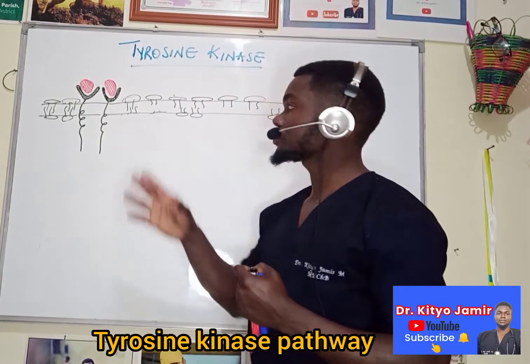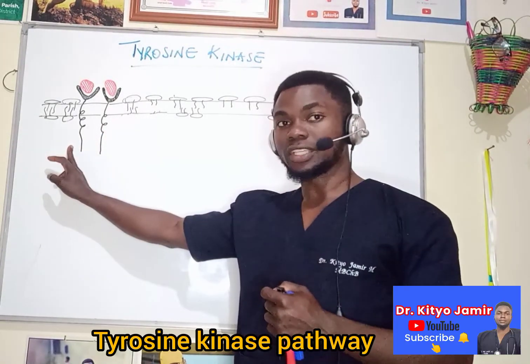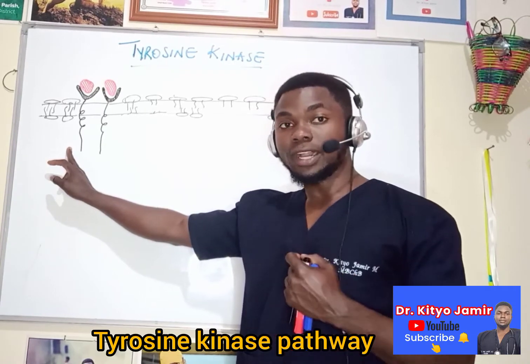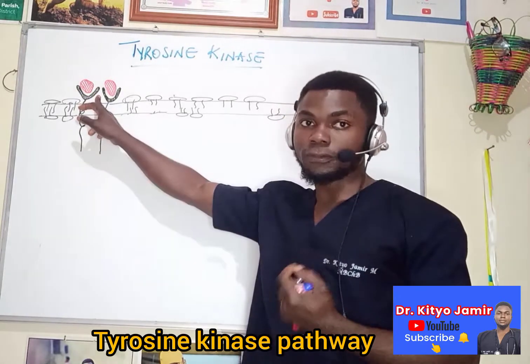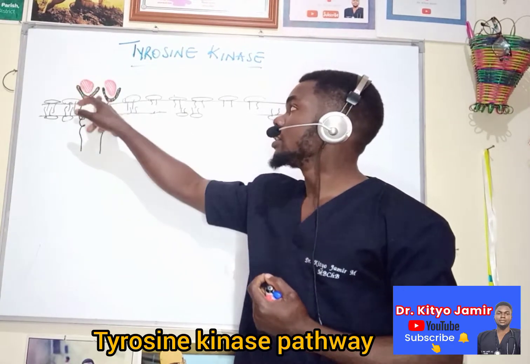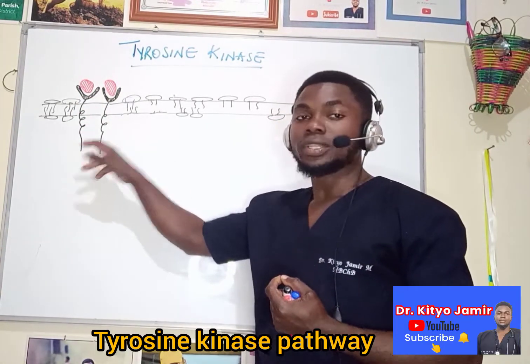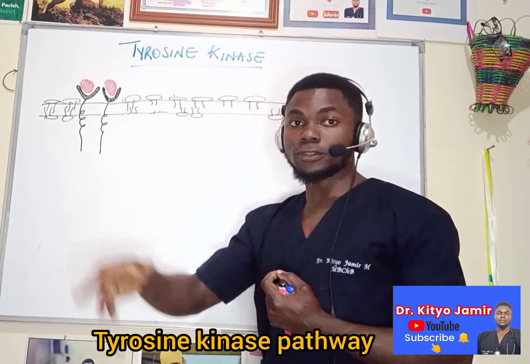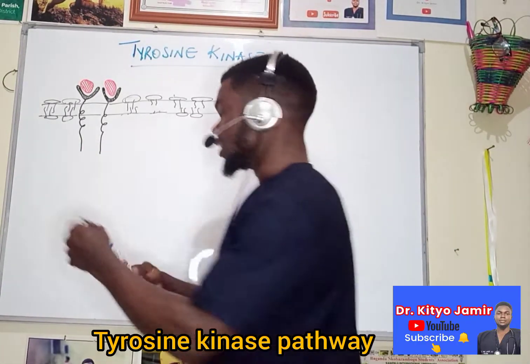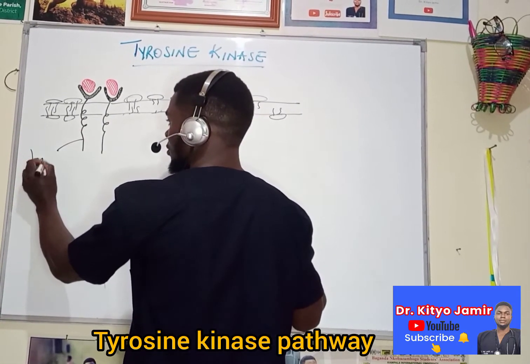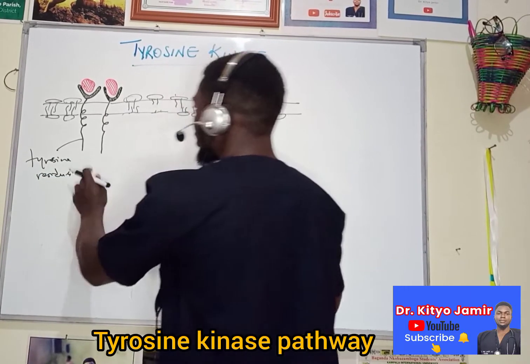So we saw that this pathway has a monomer receptor. But in the case when we have our ligand, such as a growth factor, binding the receptor, we are going to have these two receptors dimerizing. When they dimerize, we are going to have what we call transphosphorylation at the tyrosine residues. So these are the tyrosine residues.